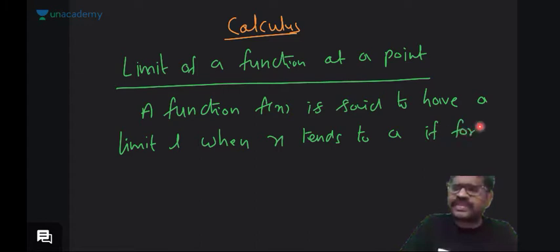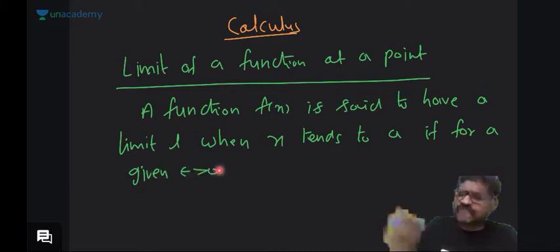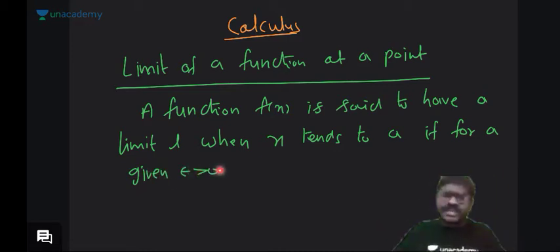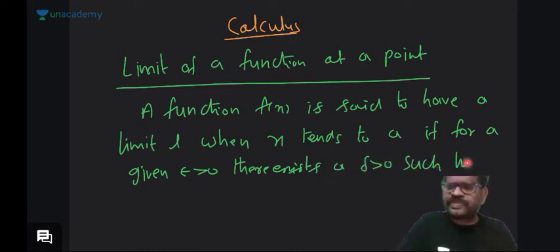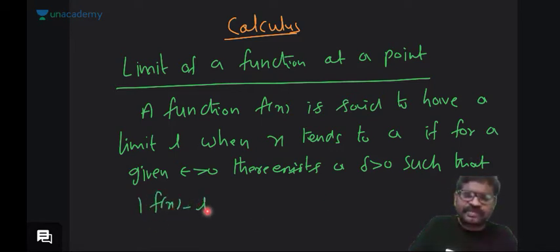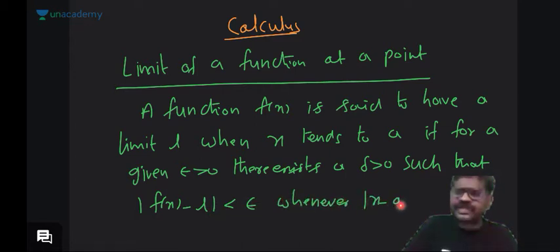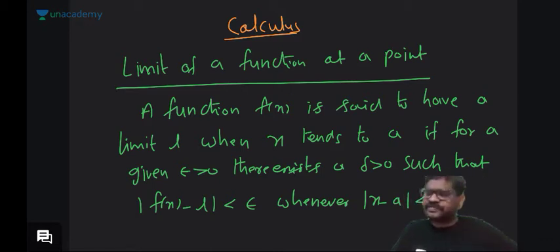if for a given epsilon greater than 0, there exists a delta greater than 0 such that mod f of x minus L less than epsilon whenever mod x minus a less than delta. Even though you are new to this class, no problem, you can follow. Linear algebra is independent of calculus. Okay? Concentrate on the content.